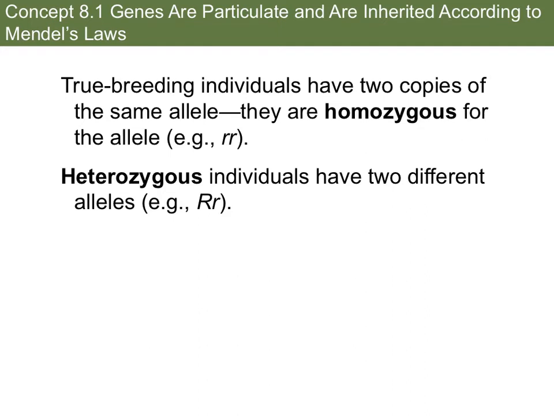True breeding individuals have two copies of the same allele. In other words, they are homozygous for the allele. Heterozygous individuals have two different alleles. In other words, they'll have a capital letter and a lowercase letter.